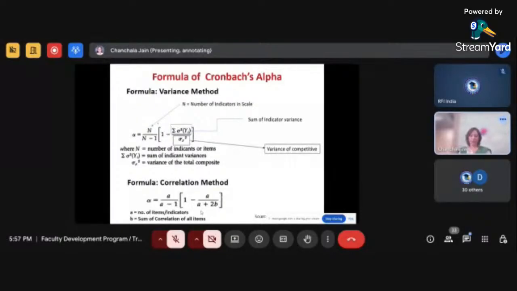That means Cronbach alpha is based on the correlation method, right? So that means at the back end of the development of that software, this particular formula was used to develop the concept of Cronbach alpha there, right? How you will get the value of Cronbach alpha will be decided by this particular formula.